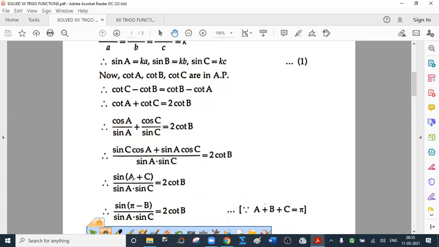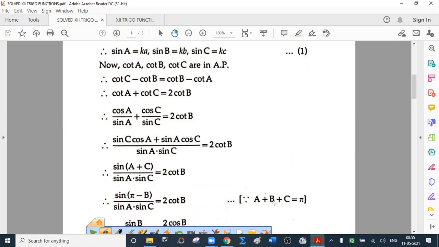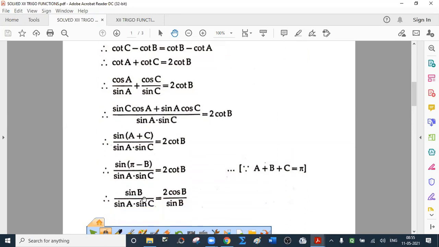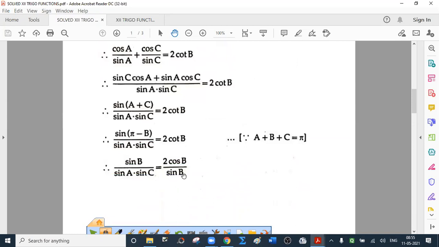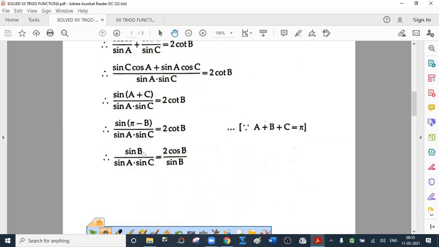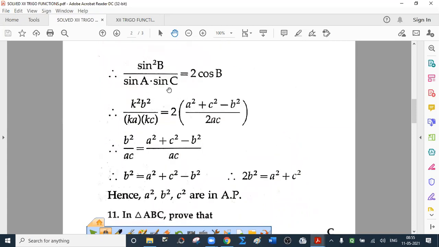Now A plus B plus C is pi. So what is A plus C? Pi minus B. See, reason is given. Now sine of 180 minus theta is what? Sine theta. On the right hand side, cot is written as cos by sine. Okay. So I get sine B upon sine A sine C is 2 cos B upon sine B. That is sine square B upon sine A sine C is 2 cos B.